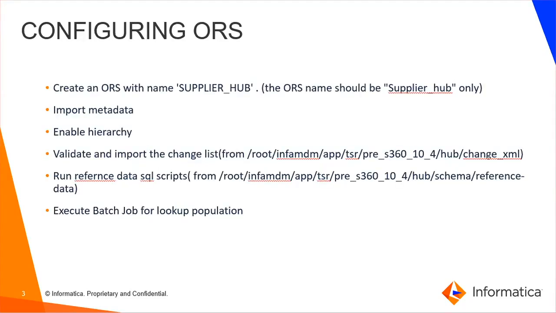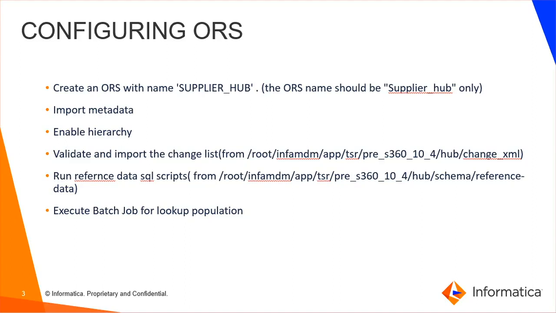Configuring ORS. For legacy supplier portal, the ORS name is predefined and it should always be supplier hub. For configuring ORS, we will create an empty ORS and import the metadata. Once the import is done, we will register the ORS into the hub console and then enable hierarchy. After enabling hierarchy, we will validate the ORS and import the change list.